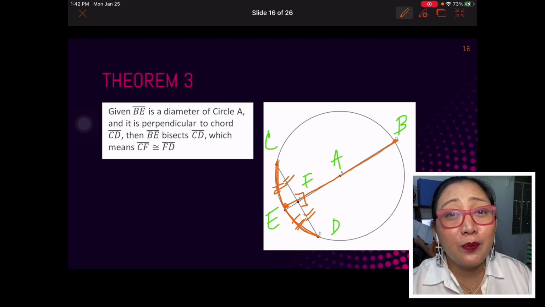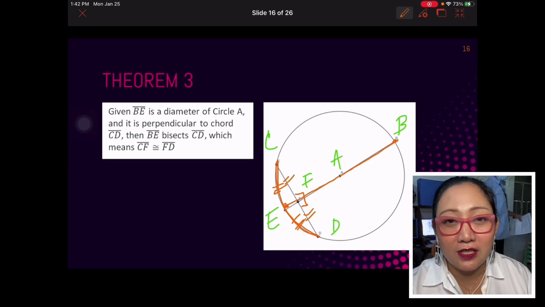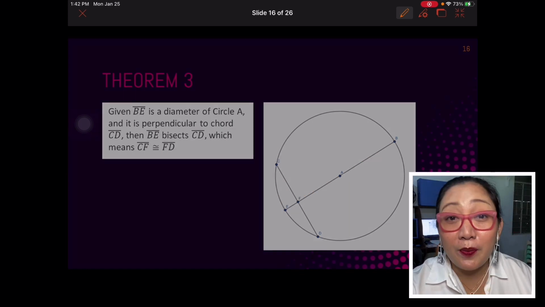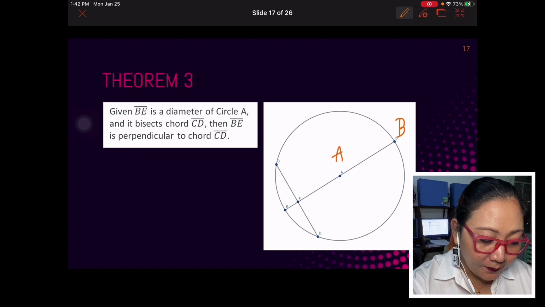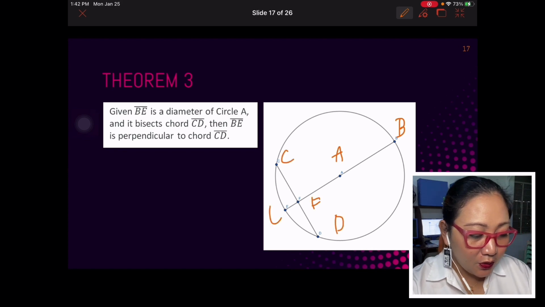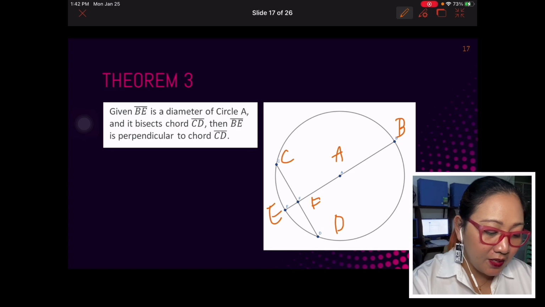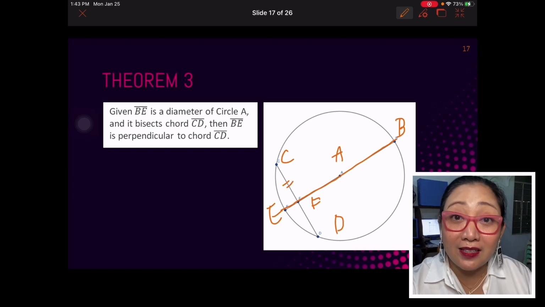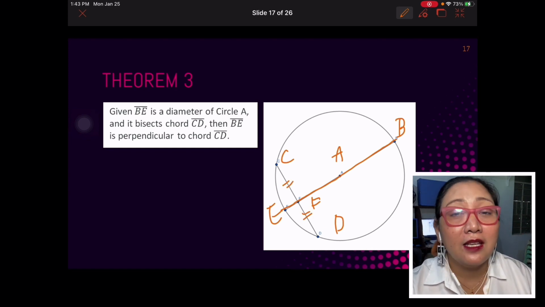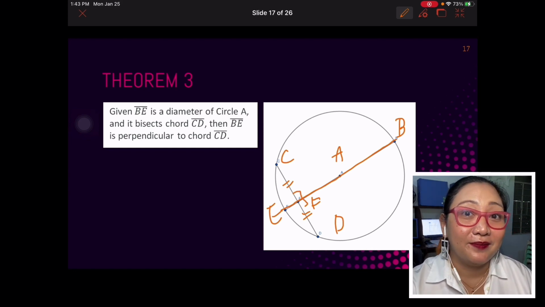Okay? Now, ano naman yung converse nito? Kasi kung mapansin nyo kanina, if and only if statement din siya or biconditional statement din siya. So, ito naman yung converse niya. Kung meron daw tayong given na circle, si circle A ulit, tapos, ang given naman natin is you have a diameter and it bisects the chord. So, si diameter BE, binabisect daw niya si chord CD. Ibig sabihin, hahatiin niya. Yan yung given natin. If it bisects chord CD, then BE is perpendicular to CD. Okay?